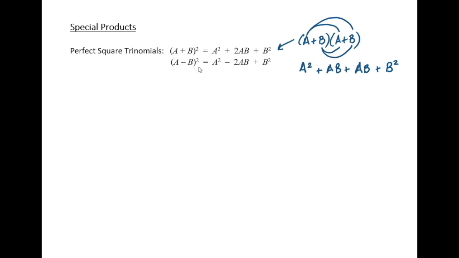A minus b to the second power will have a similar pattern, except that the middle term is negative, because the b will be negative in each of these, and that makes the two middle terms negative. Minus ab will be negative 2ab. And of course, negative b times negative b is still positive b squared because of the double negative.